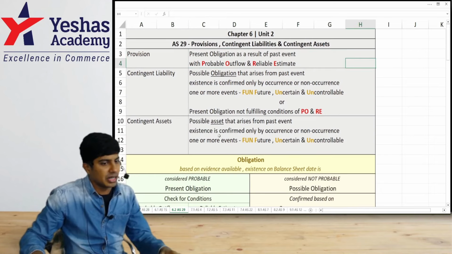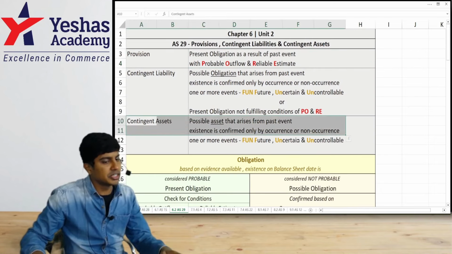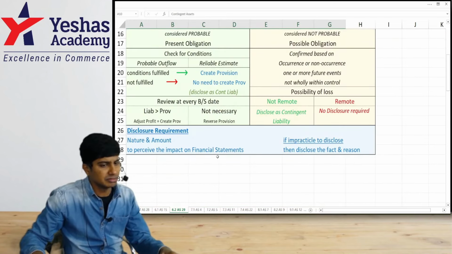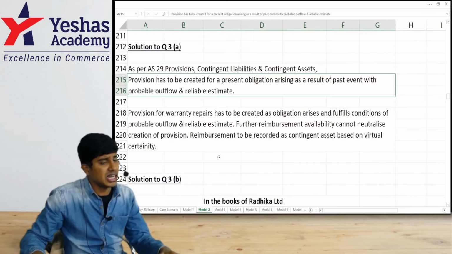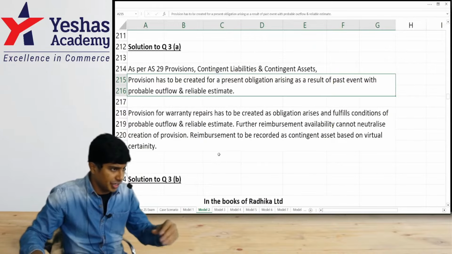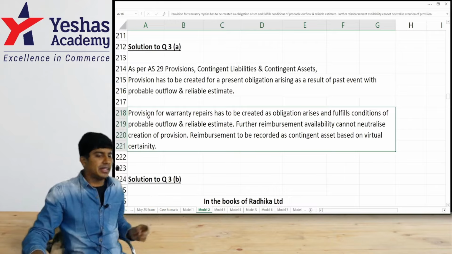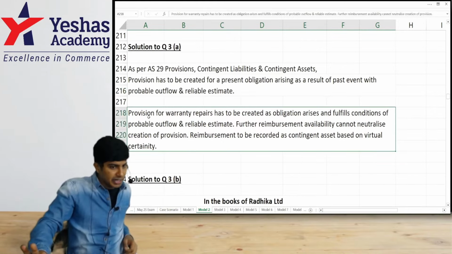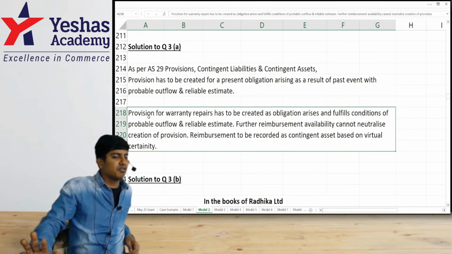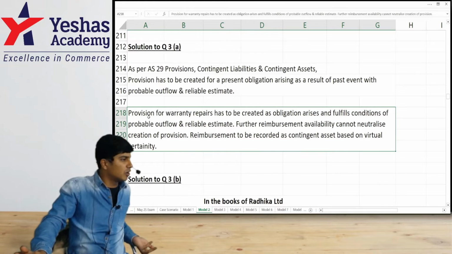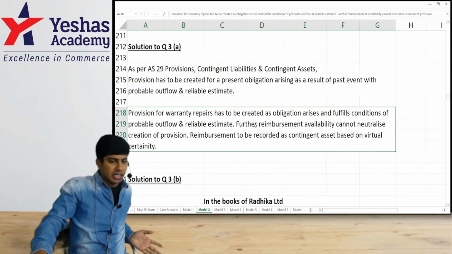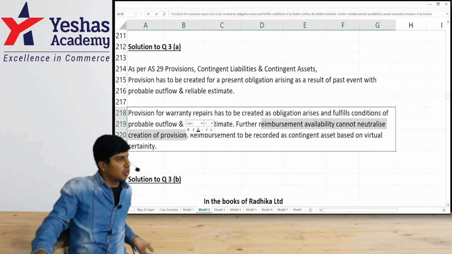Got it? Then a contingent asset should not be disclosed anywhere. Should we disclose it anywhere? No. Whereas if there is virtual certainty, it will be recorded as an asset. Meaning, if you know that it will become an asset, then you should record it. Then a provision for warranty repairs has to be created as the obligation arises and fulfils the conditions of probable outflow and reliable estimate. Further, the availability of reimbursement cannot neutralize the creation of a provision. You cannot say, I'll get it reimbursed, so I'll not create a provision.